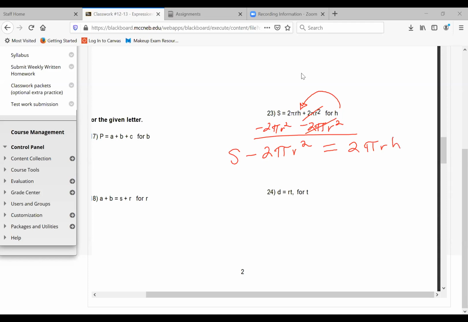All right, if we're solving for H, leave the H where it is. We can actually divide by everything else that's next to the H here. So not only do we need to divide by 2, we can also divide by pi and R all at once. So we can actually divide both sides by 2 pi R. So we've gotten H by itself. So one way to write the final answer is one big fraction. In the numerator, S minus 2 pi R squared over, and then in the denominator, 2 pi R. All right.